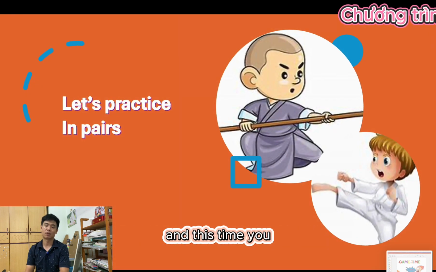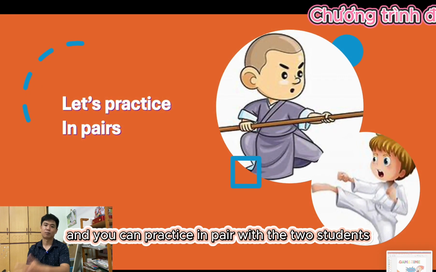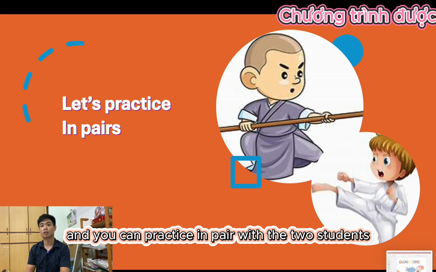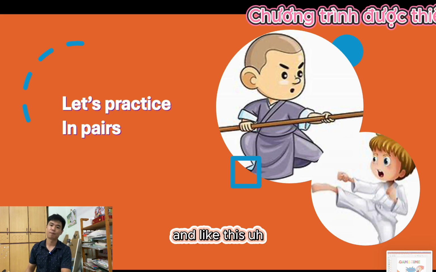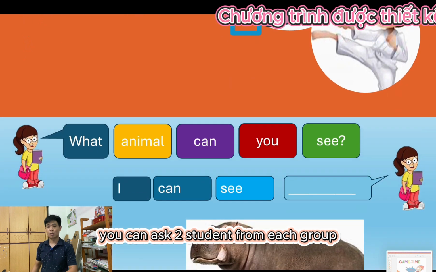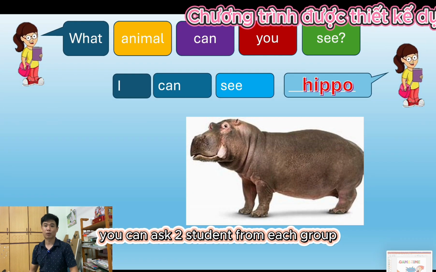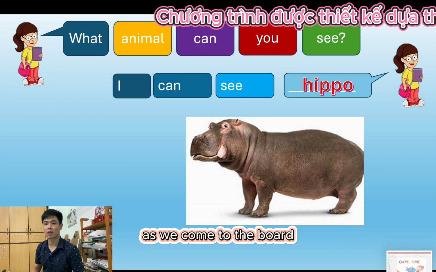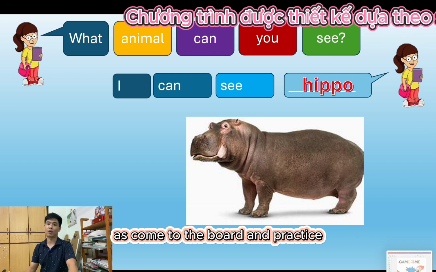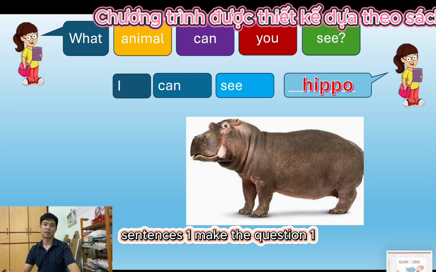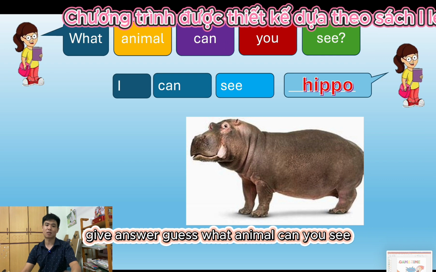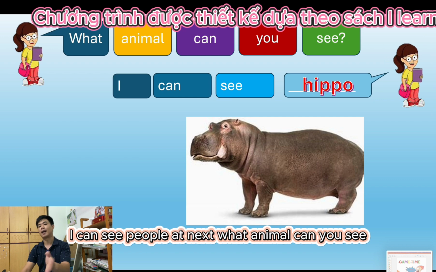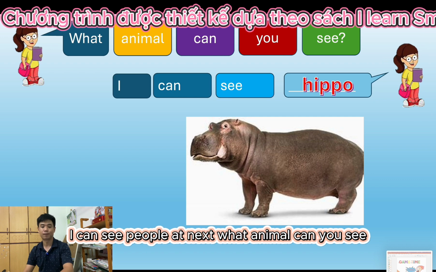And this time you can practice in pairs with two students like this. You can ask two students from each group to come to the board and practice the sentences. One makes the question, one gives the answer. What animal can you see? I can see hippo. Yeah.